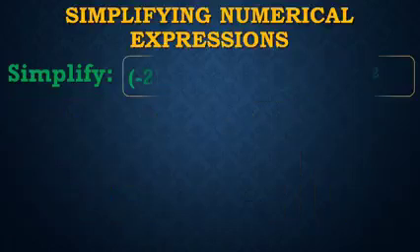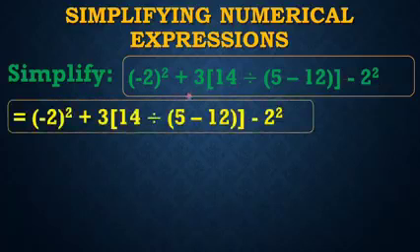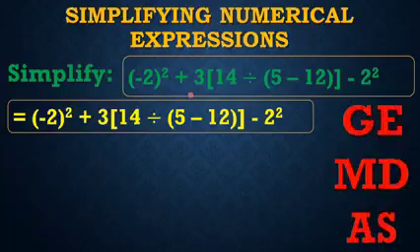Another example. Simplify negative 2 squared, or the square of negative 2, plus 3 times 14 divided by, parentheses open, 5 minus 12, closed, minus the square of 2. This is a bit complicated compared to the first example. So let's copy first. Again, the rule is the GEMDAS rule. We need to operate first the groupings, which are parentheses, brackets, braces, fractions, or radicals.